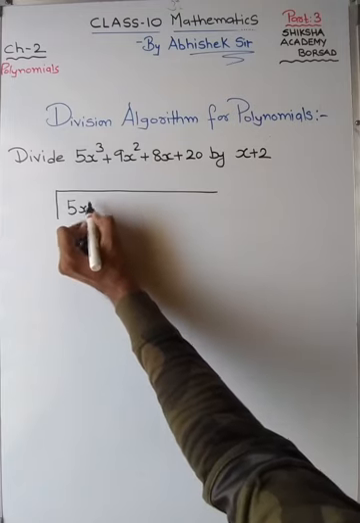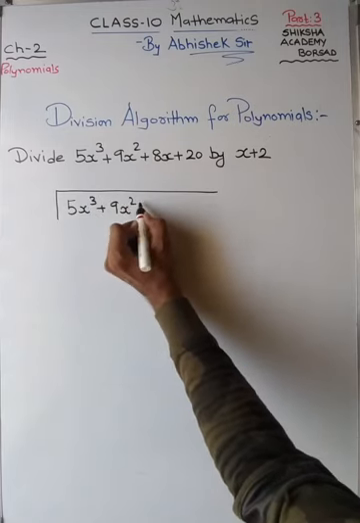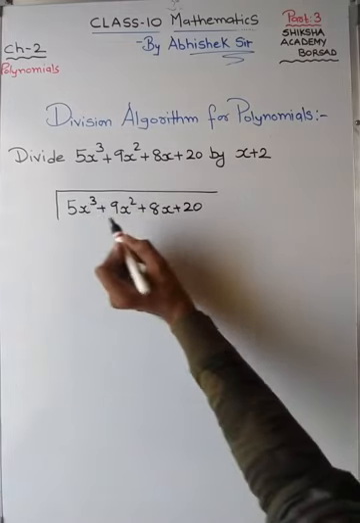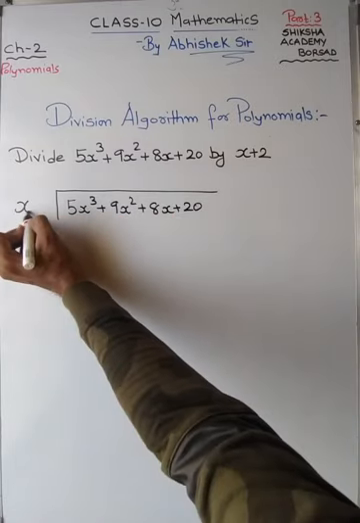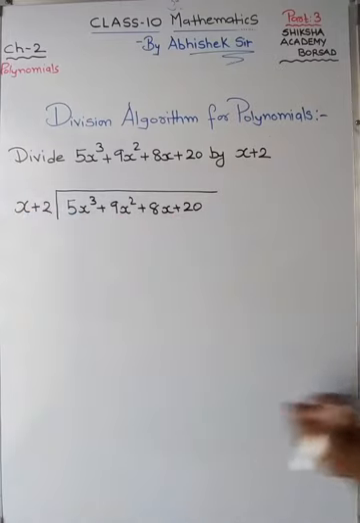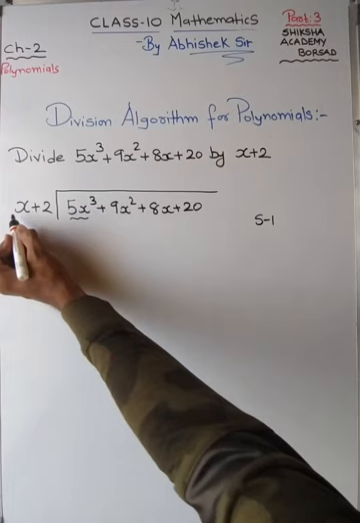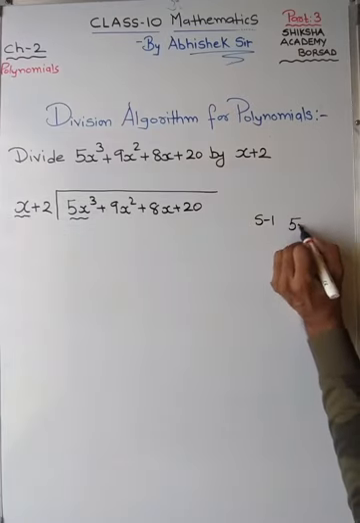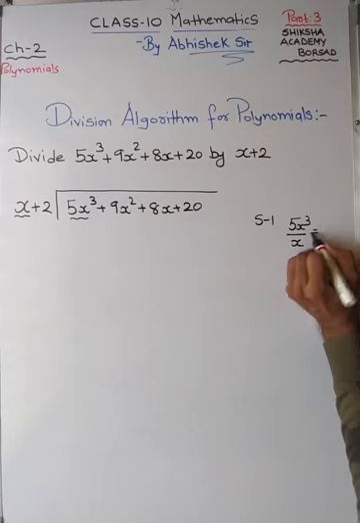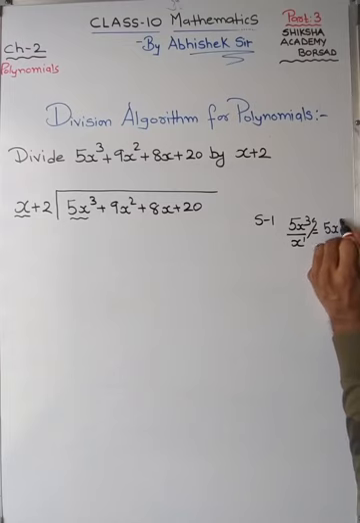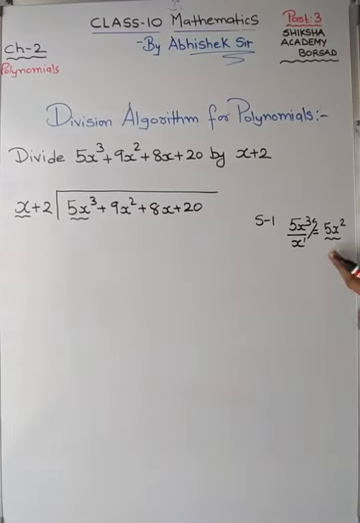We'll write the dividend inside: 5x cube plus 9x square plus 8x plus 20. Make sure that the powers are in decreasing order, 3, 2, 1, 0. Outside write the divisor, again powers 1, 0. So now let us start step 1. First term 5x cube divided by the first term of the divisor, so 5x cube divided by x, right? So this will be 3 minus 1, so the answer will be 5x square, right? I hope in exponents and powers you have learned this technique. If you take the power upside, it will decrease, it will be subtracted.